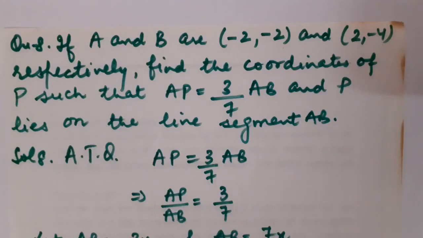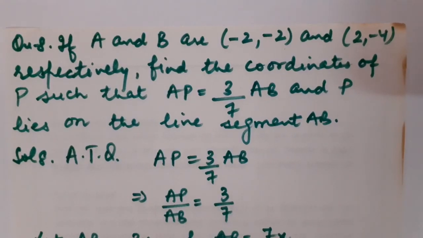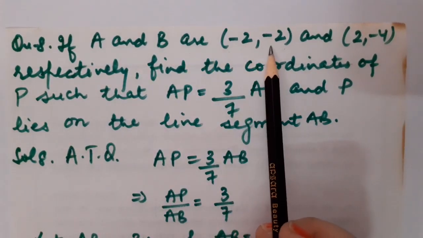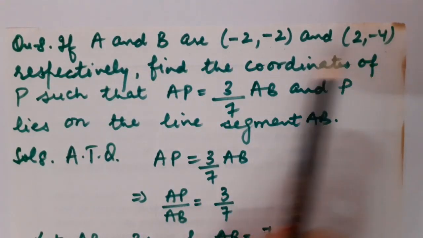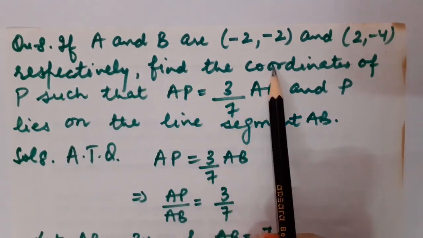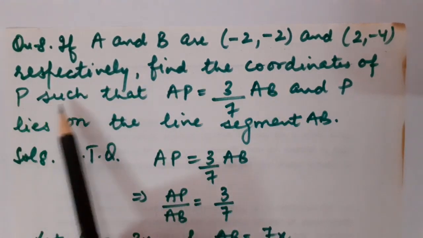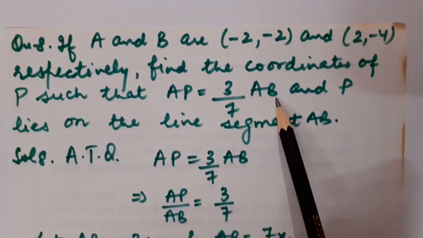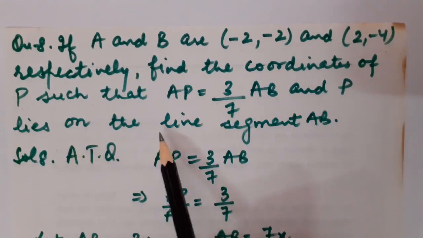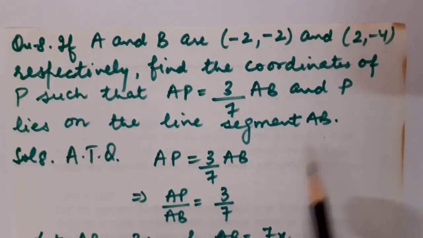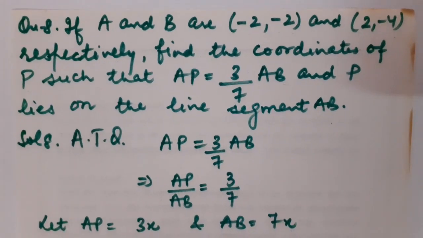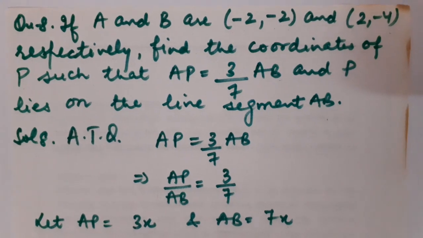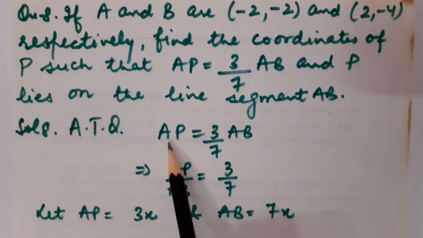Now, children, I will be taking some problems based on section formula. If A, B are minus 2 comma minus 2 and 2 comma minus 4 respectively, find the coordinates of the point P such that AP is equal to 3/7 of AB and P lies on the line segment AB. Fine. So through this statement you have come to know that P is nothing but the point of division. Okay, just have a look. This is the ratio given.